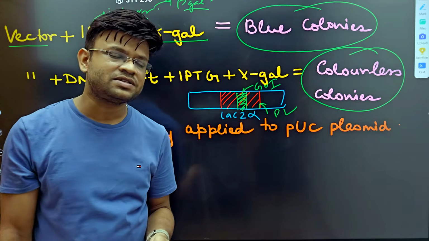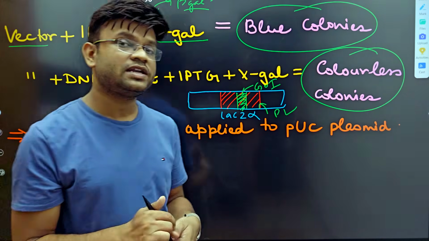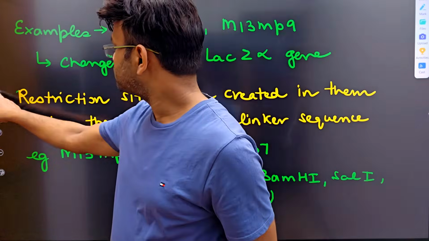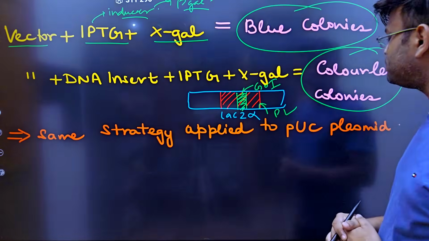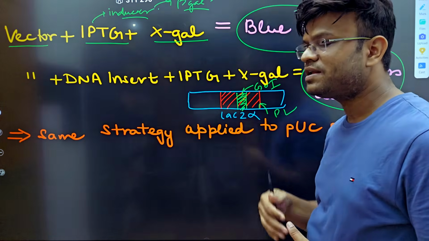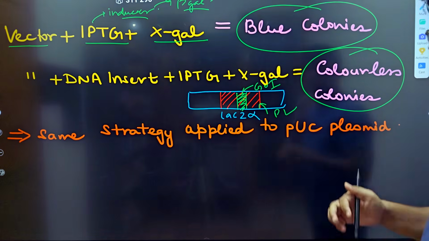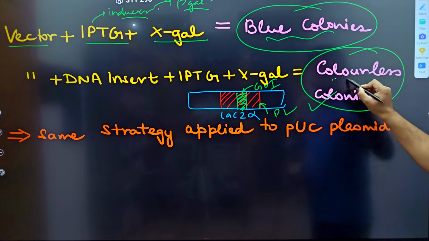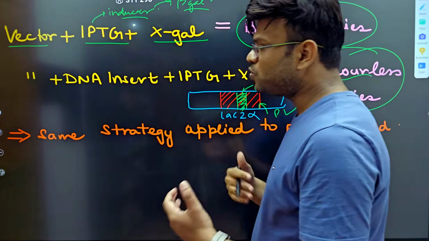And when that happens, what will happen? The beta galactosidase would not be produced. And when beta galactosidase is not produced, it cannot interact with XGAL. If it cannot interact with XGAL, automatically the colonies would be colorless. So over here a blue colored colony, over here a colorless colony. This is called blue-white screening.